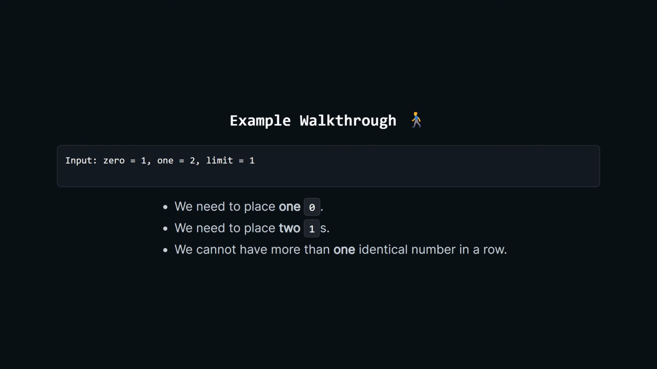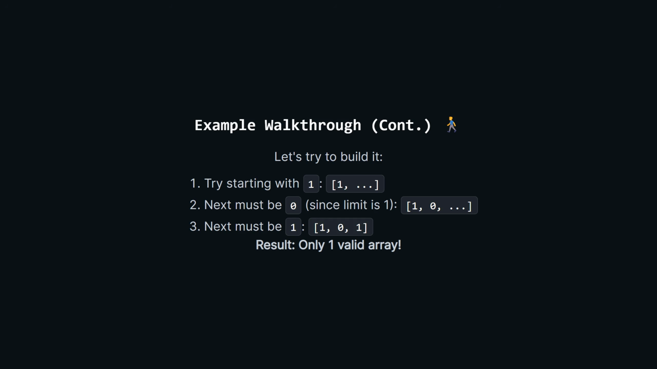Let's look at an example. We have one zero to place and two ones to place. Our limit is just 1. That means absolutely no identical numbers can sit next to each other. They must perfectly alternate. So let's try building it. If we start with a 1, the next number has to be a 0 to respect our limit. Then the last remaining number is a 1, which fits perfectly at the end. That gives us one valid arrangement. If we tried starting with a 0 instead, we'd have to follow it with a 1, and then another 1, which breaks our limit rule. So the total answer is just 1.